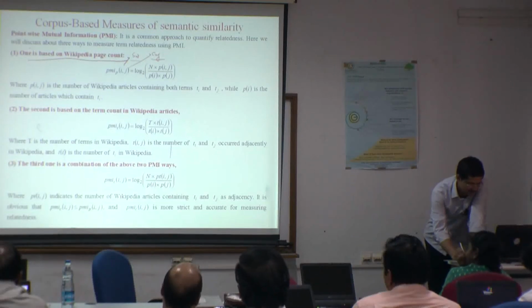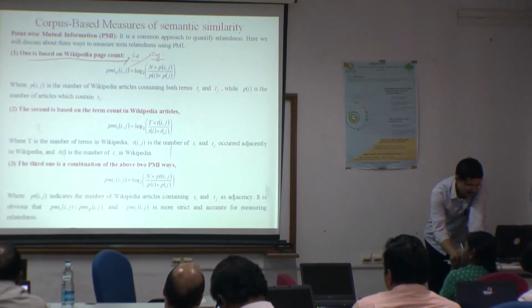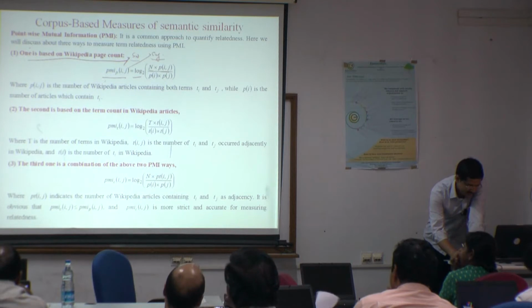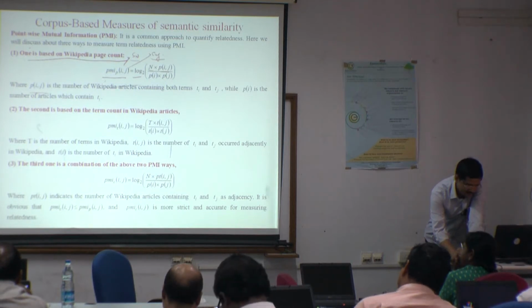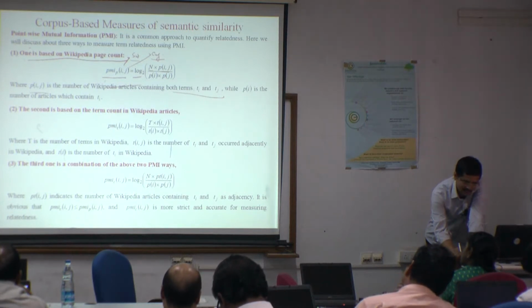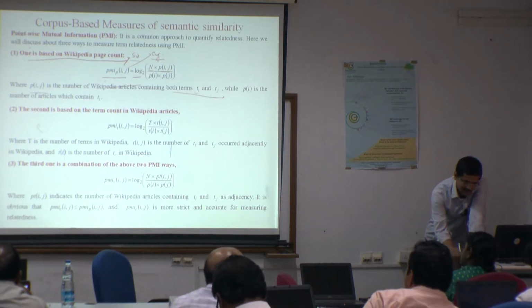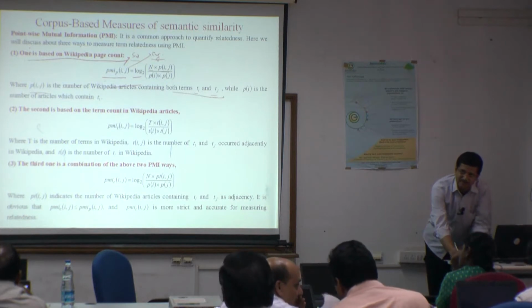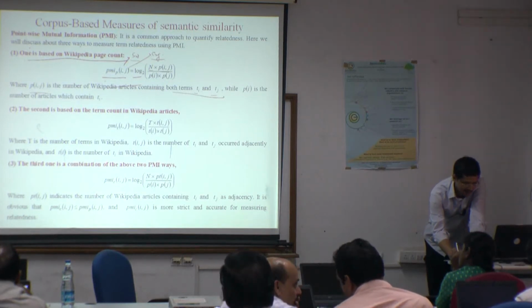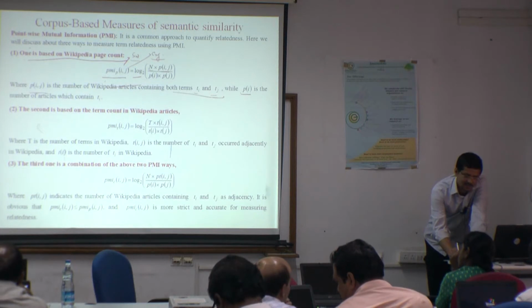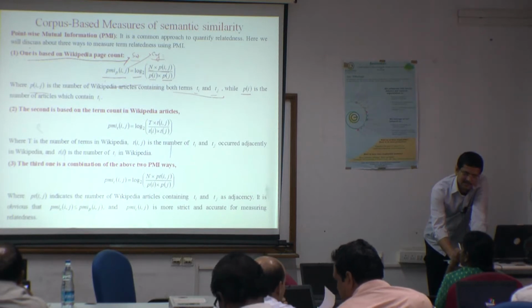Wikipedia corpus. Then this measure will calculate log base 2 n, where Pij is the number of Wikipedia articles which contain both terms Ti and Tj, meaning the number of Wikipedia articles which contain software and engineering both in the same document, and Pi is the number of articles which contain the term software. Pj is the number of Wikipedia documents which contain the term engineering.